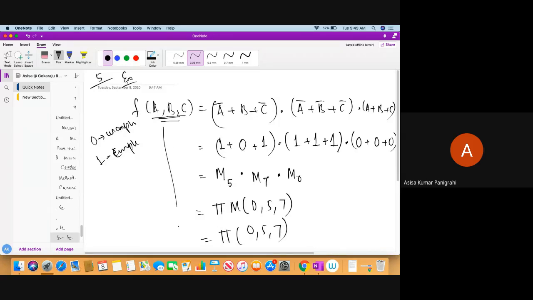Any doubt, students? Very, very important concept I have told you. You are going to use these things pretty often from now. So do you all understand, or any doubt? Please let me know. Did you all understand how I have represented the min terms and max terms from a function, or functions to the max terms and all?